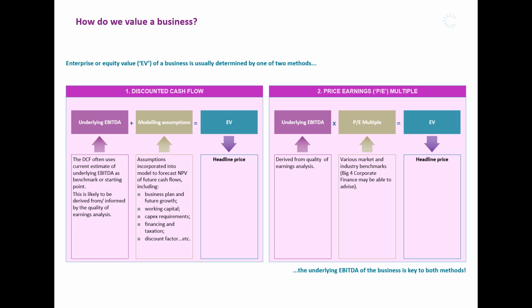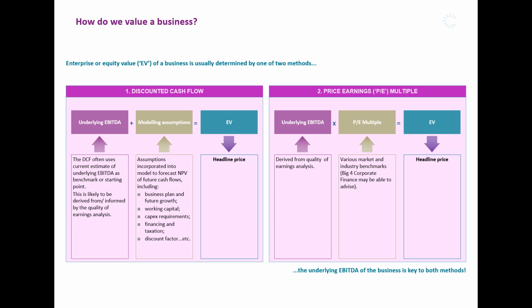Well, first of all, we need underlying EBITDA. And that's not necessarily EBITDA for the last 12 months, although it could be. It could be an EBITDA average over the last few years. It could be an average of the last 6 months actual EBITDA plus forecast EBITDA. But the crux of this principle is we want to identify what sustainable EBITDA is.